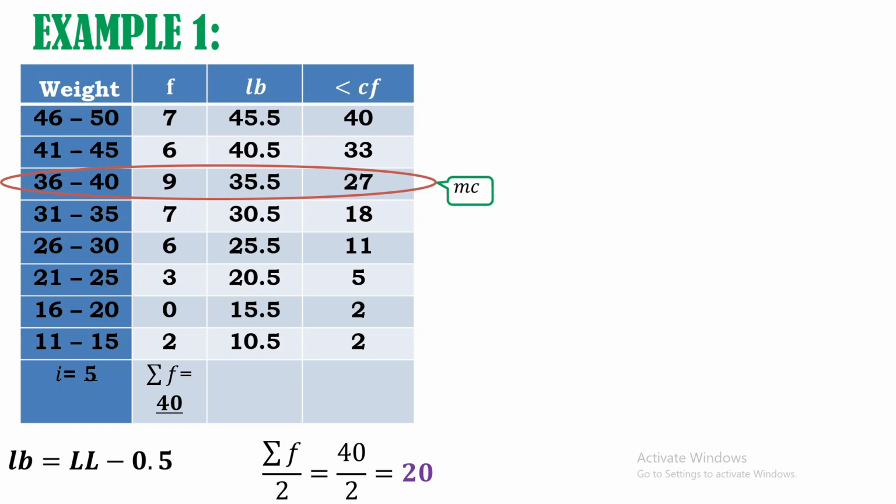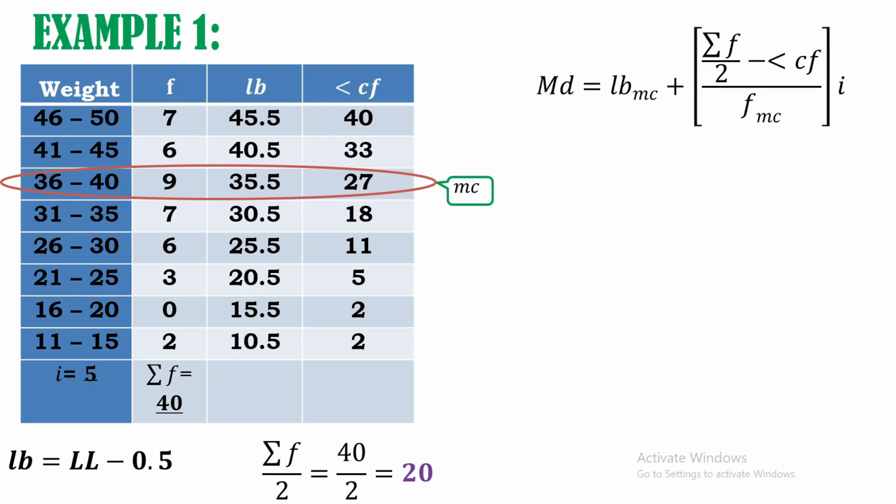Take note, finding the median class is very important. It will help you substitute values in the formula for the median. So now let's solve for the median of the given grouped data. By using the formula, MD is equal to LB sub MC plus summation of f over 2 minus less than CF all over f sub MC times i.